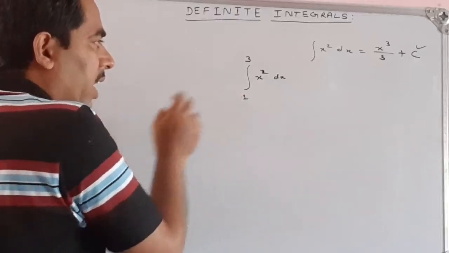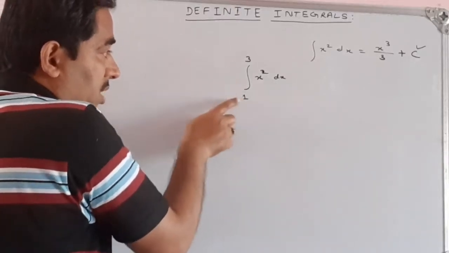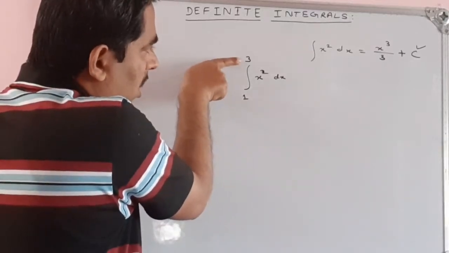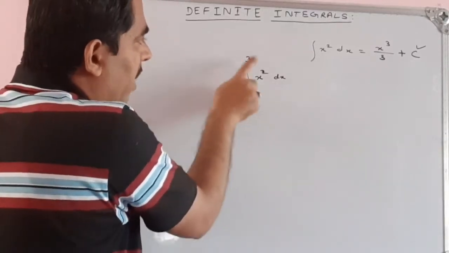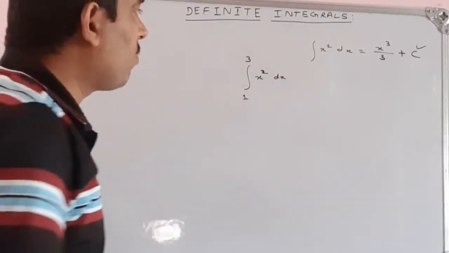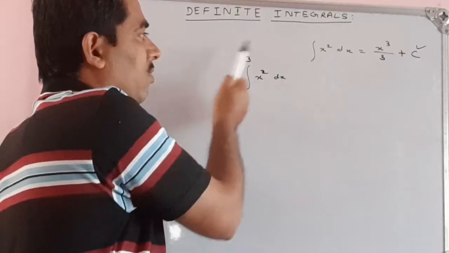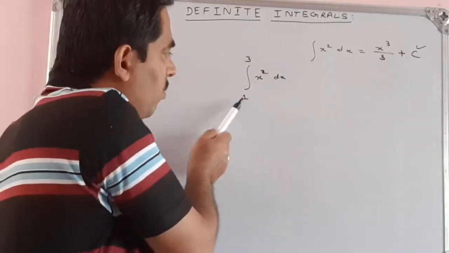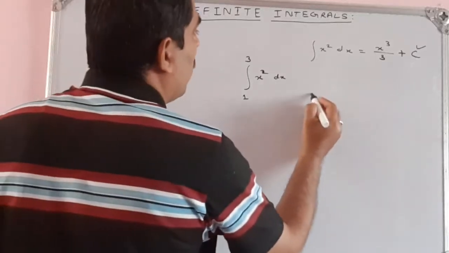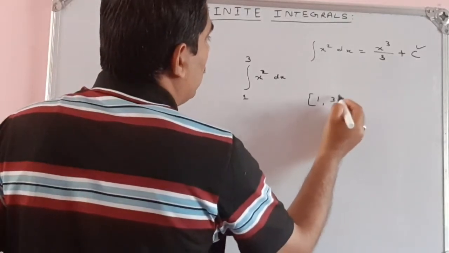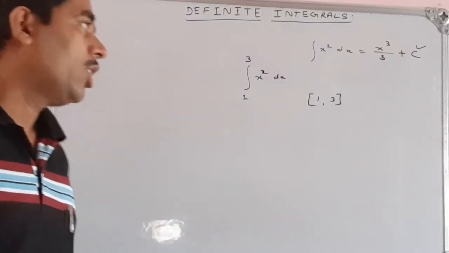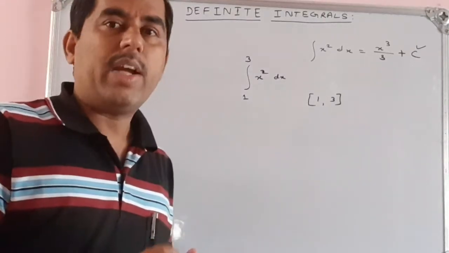If I write like this, it contains numbers. At the bottom I have written 1, and in the upper portion I have written 3, and we have to integrate this x square from 1 to 3. What is the meaning of this? We have restricted it from 1 to 3. That is, it is an interval, a closed interval, 1, 3. So we define it like this.